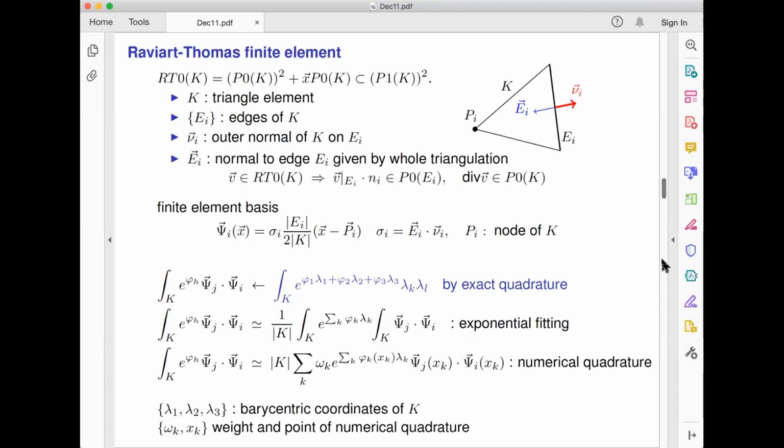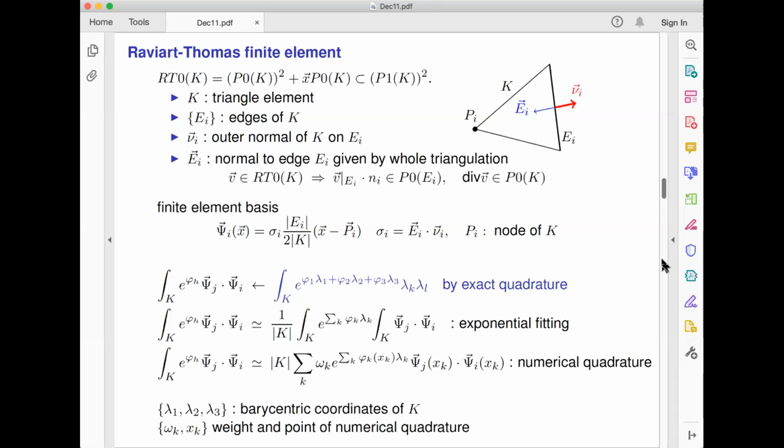And also if we restrict the value to the normal on each edge, that is also the P0 element, P0 value. So the finite element basis has an explicit form, like phi is sigma times E divided by 2 |K|, where |K| means the area of the triangle, and x minus P.